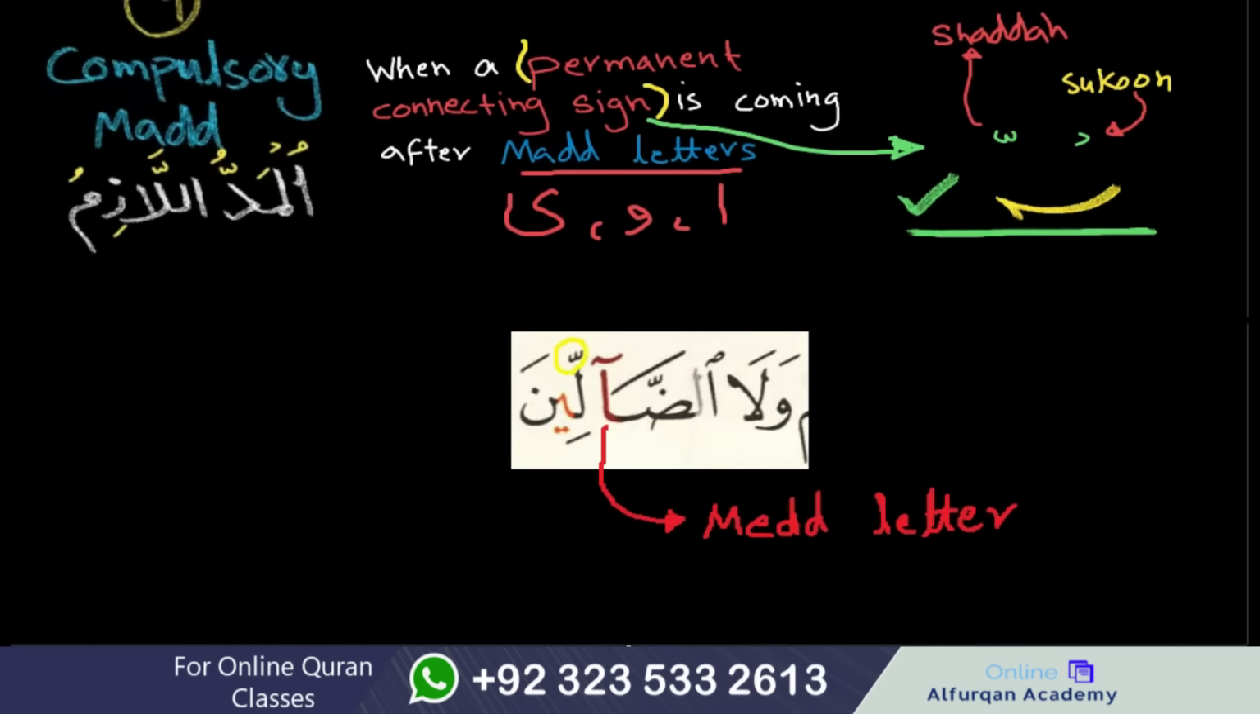And after that is letter lam, and on top of lam you can see here we have a shadda sign, and this shadda is a permanent connecting sign because that is a part of the word. In this case, we are going to make the da sound longer for 6 counts, and after making the long sound, we are going to connect with lam.